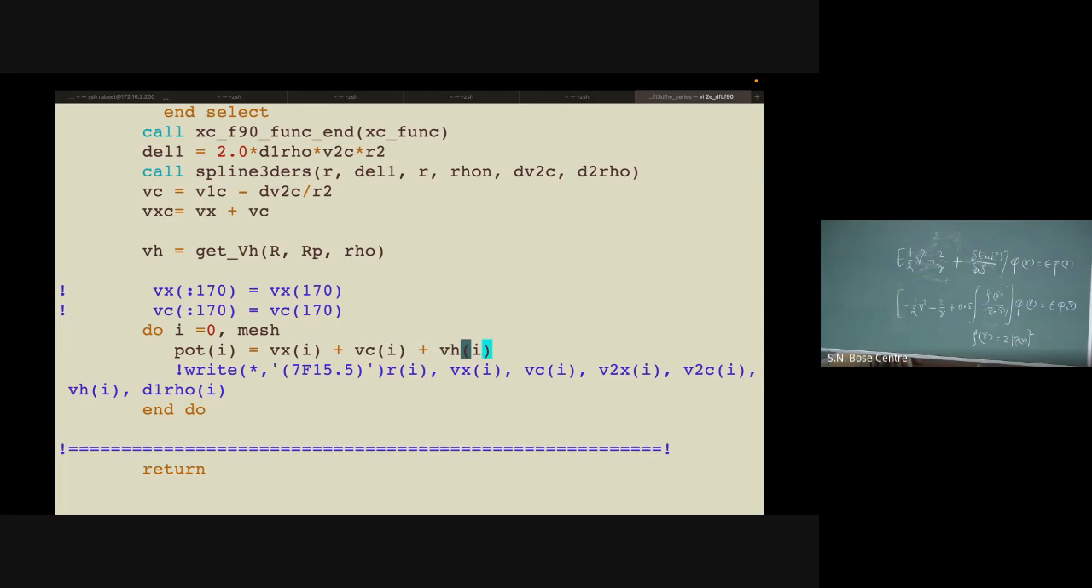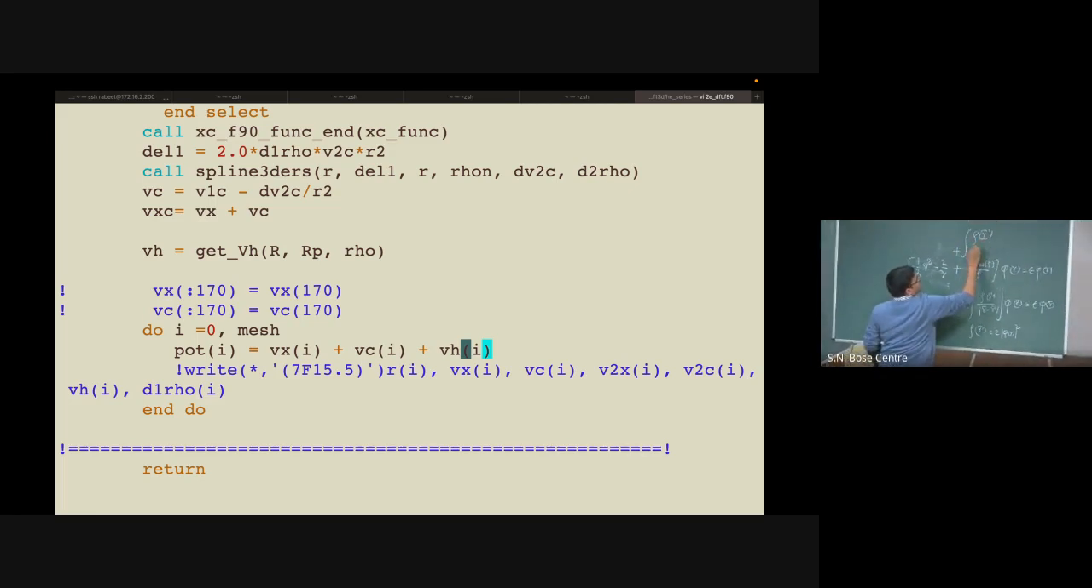I think the Hartree potential is missing. Oh, sorry. One more term will be there, plus the Hartree potential. So I think you all know about that. It's a big Kohn-Sham equation.